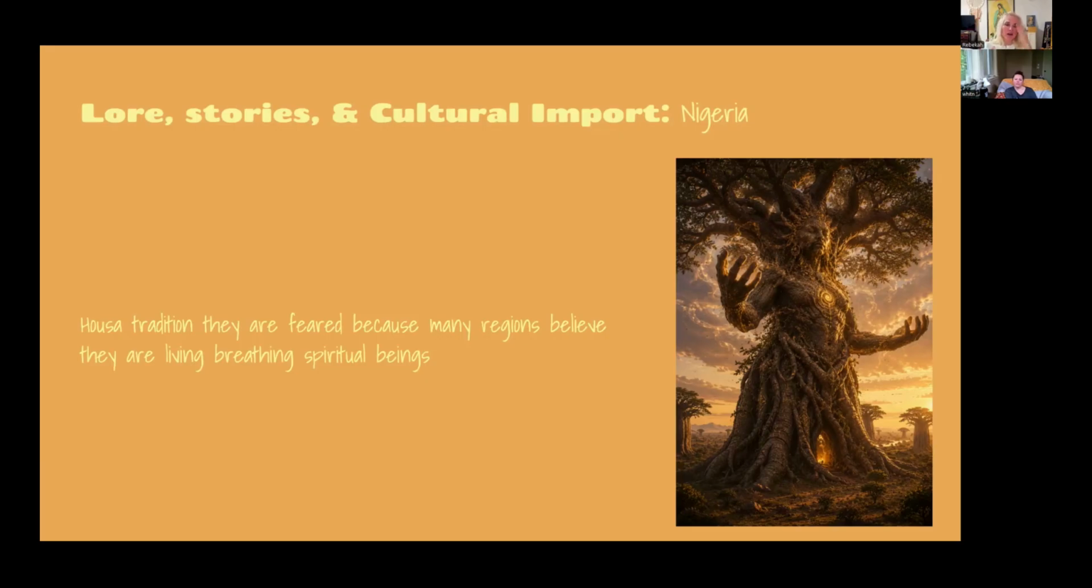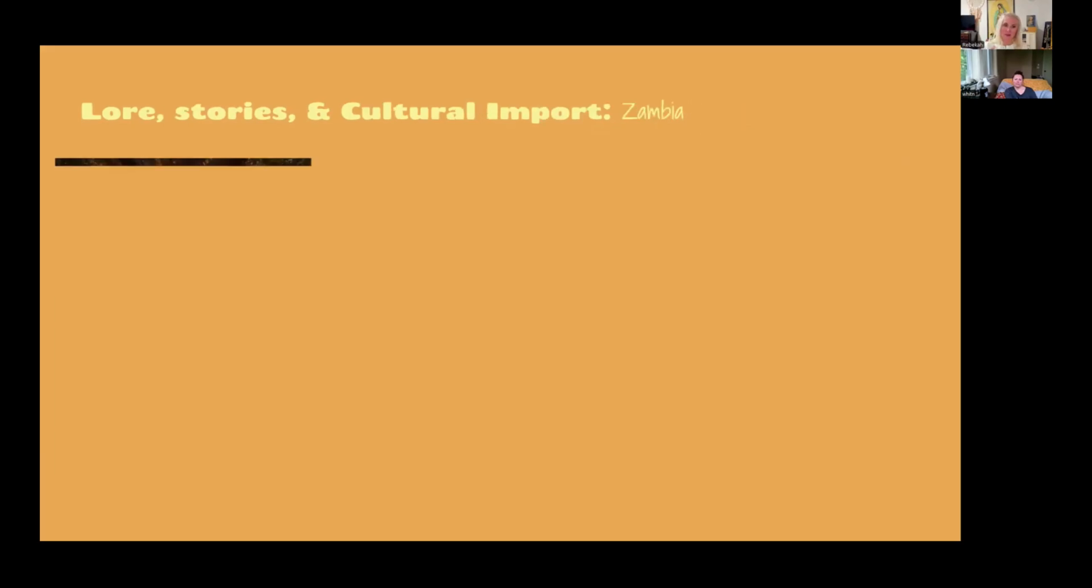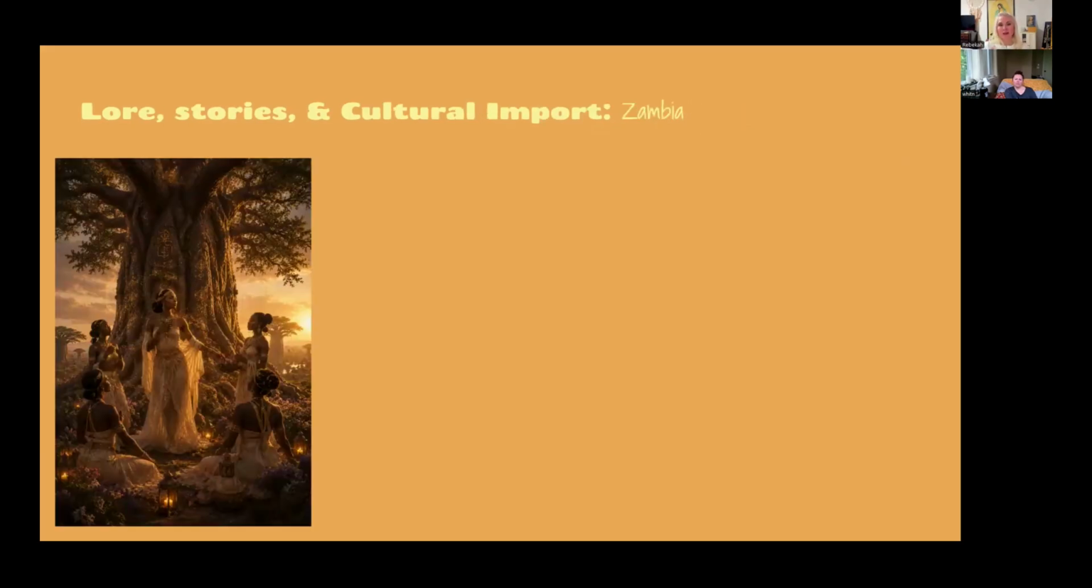The baobab trees are feared because many regions believe that they're living, breathing beings, actually alive. In Zambia, this is actually a specific tree. The Kondanamwali tree is said to have swallowed up a group of maidens, so the locals don't go near it and don't touch it without a good reason. So, magical properties.